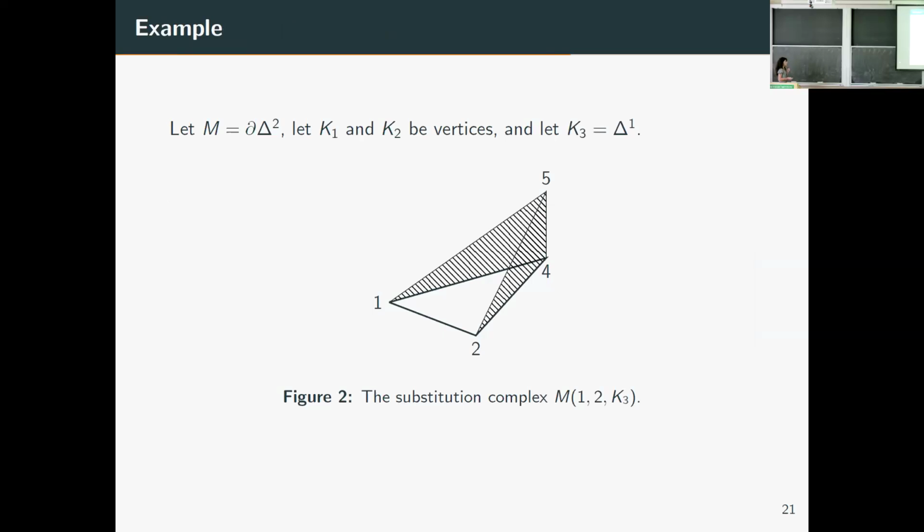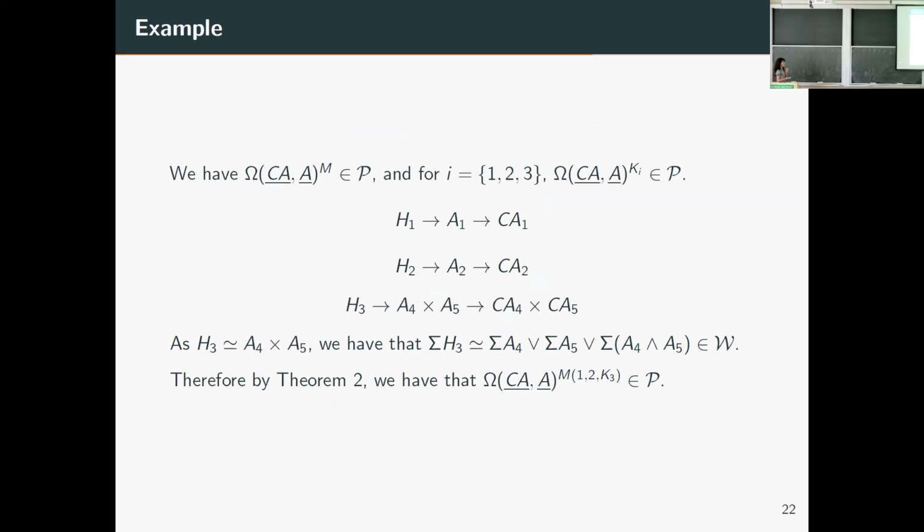I'm not going to go through a proof, but I thought I might do an example to show how this works. So here we're going to go back to our previous example of a substitution complex. We're going to let M be the boundary of a 2-simplex. We're going to let K_1 and K_2 be vertices, and we're going to let K_3 be an edge. So that was our substitution complex. So we already know that the polyhedral product on the boundary of a simplex is going to have a loop space in P. And for all of our K_i's, we know that that's kind of trivially going to be true.